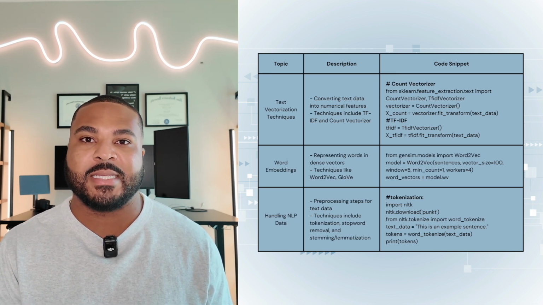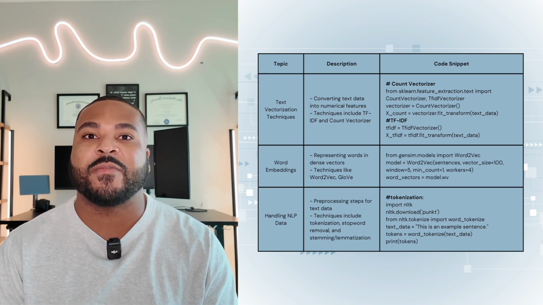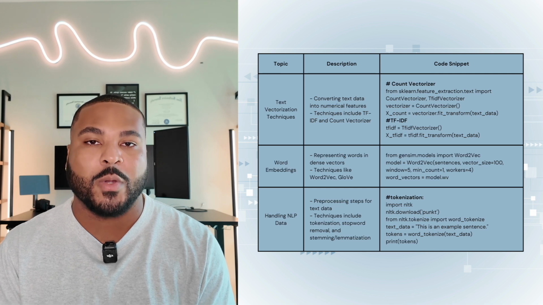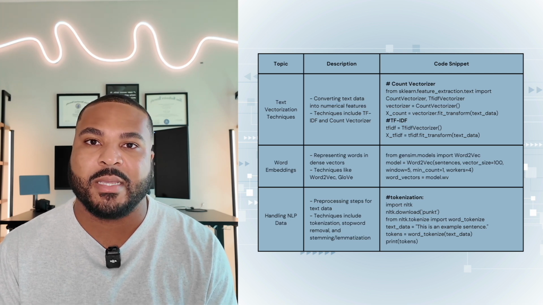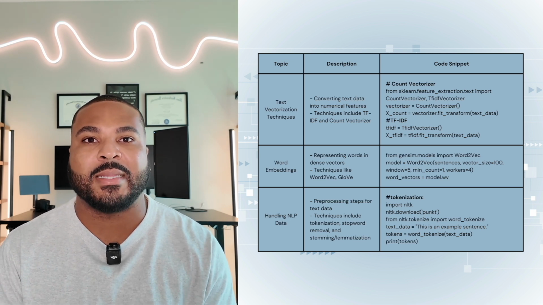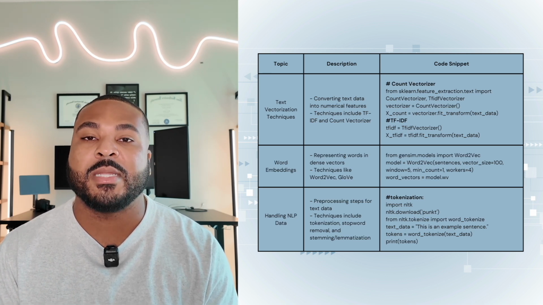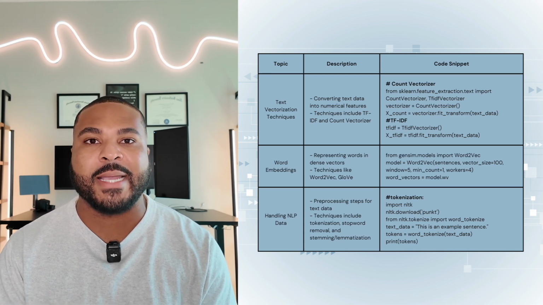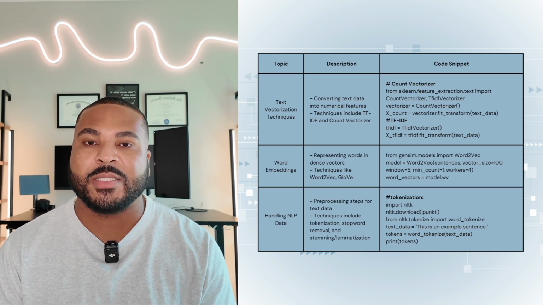Handling natural language processing, or NLP, data involves several pre-processing steps to clean and prepare the text for analysis. Let's go through them. Tokenization is splitting text into individual words or tokens. Stop word removal is removing common words that don't contribute much to the meaning, such as is, and, the, and so on. And stemming or lemmatization is reducing words to their root form, like running to just run. This code snippet for tokenization tokenizes the example sentence into individual words. And by applying these techniques, you can effectively convert text data into numerical features, making it suitable for machine learning models and analysis.